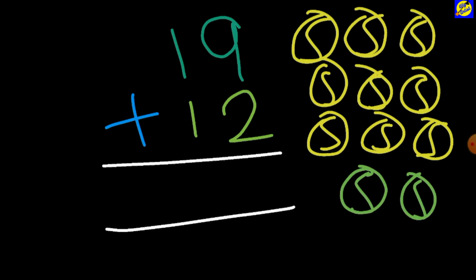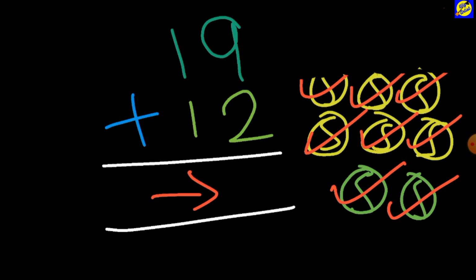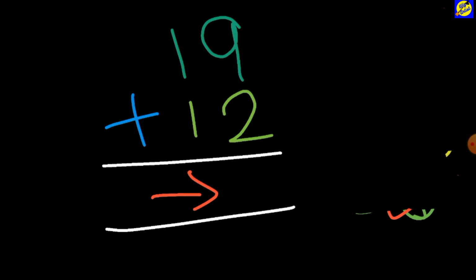how many will I get? 1, 2, 3, 4, 9, 10, 11. Now, can I put 11 over here? No, I cannot put 11 over there. Why? Because this is the ones position. But 11 also has a tens digit, which is 1. So we cannot put a tens digit in the ones place.